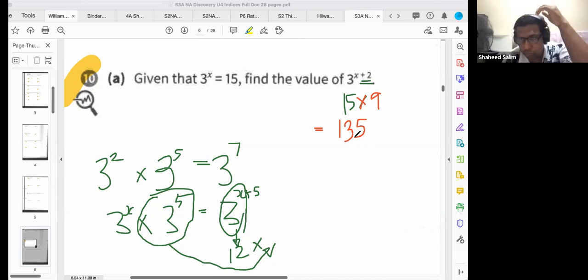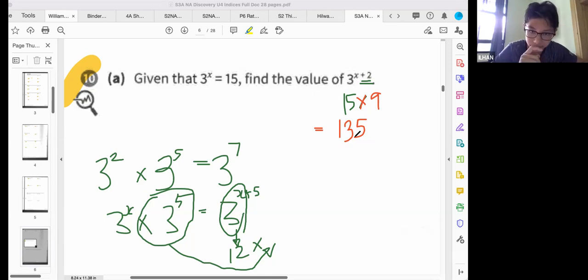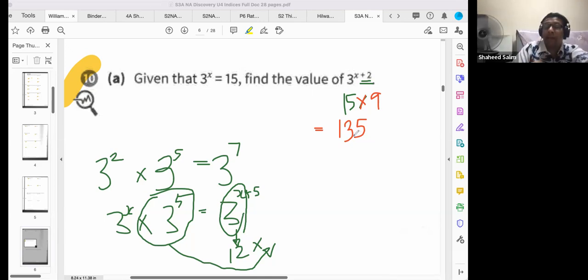I think you're confused, right? Wait, so x is 135. No, they didn't ask you to find x. They asked you to find the value of this thing. We do not know what x is, and we will never know, because 3 to the power 1 is 3, 3 to the power 2 is 9, 3 to the power 3 is 27. This one, 3 to the power x is 15. I don't know what number this is. This might be a decimal or fraction. But I do know that 3 to the power of x is 15.